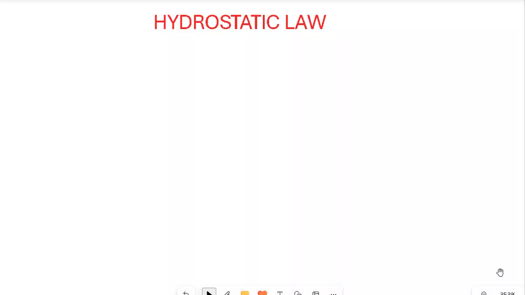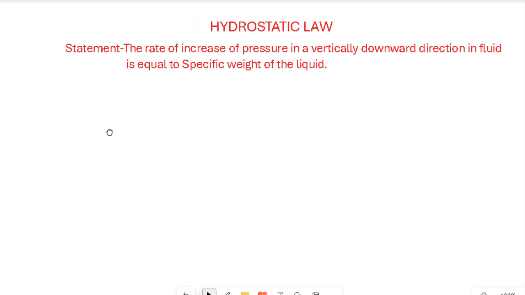Hello friends, today we are going to study a fundamental law of fluid mechanics, that is hydrostatic law. Let us first see the statement of hydrostatic law. It states that the rate of increase of pressure in vertically downward direction in a fluid is equal to specific weight of the fluid. So let us understand this statement by drawing a figure.